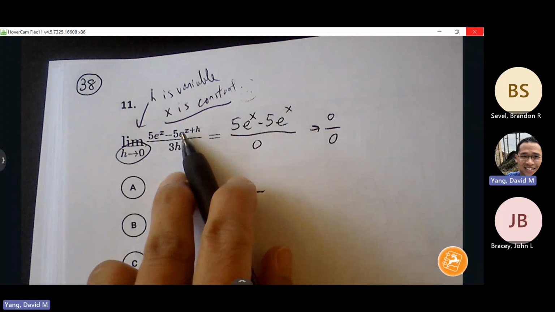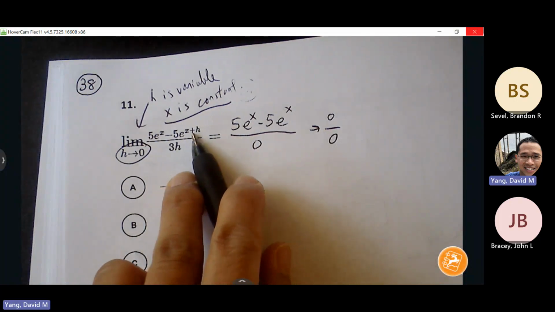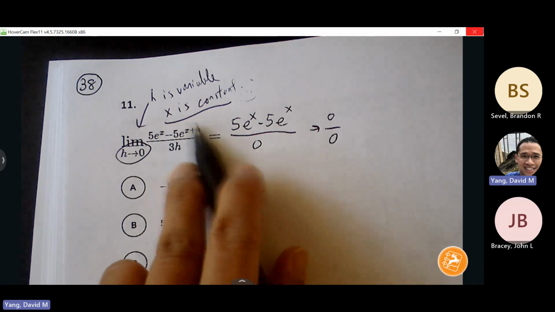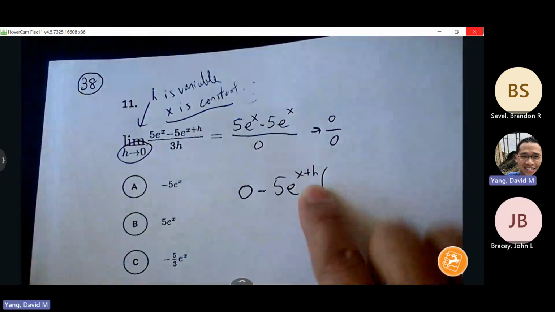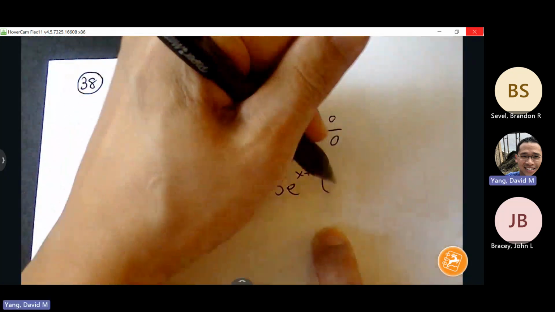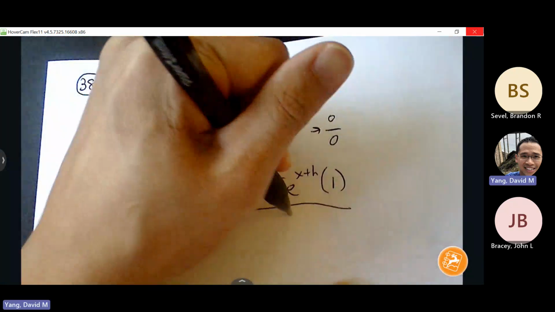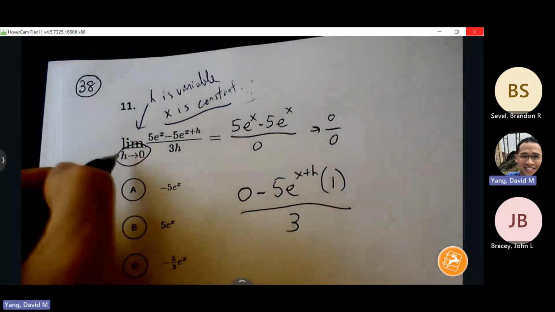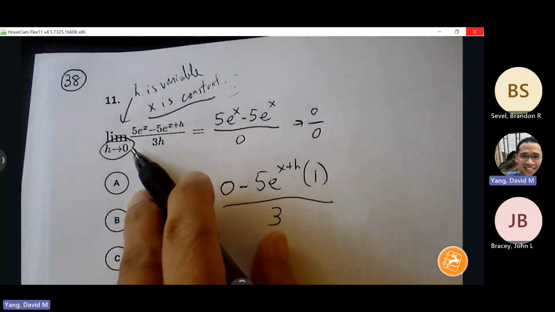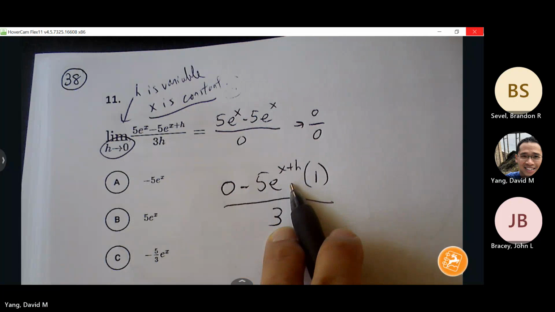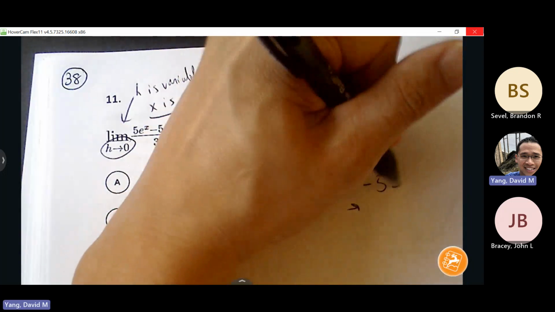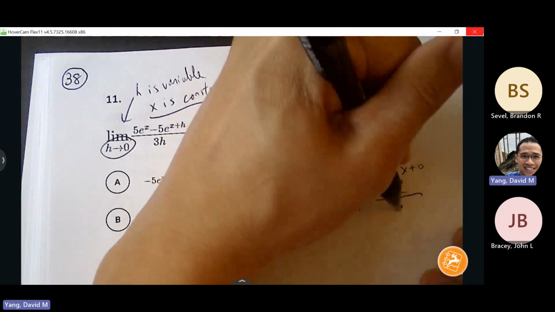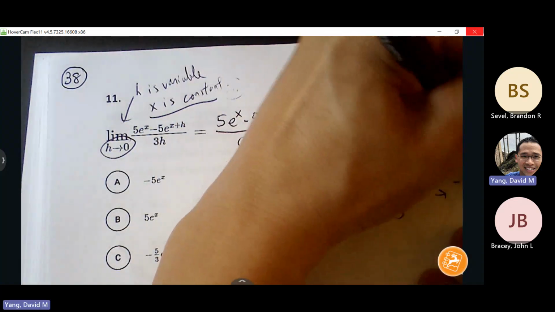5e to the x plus h, in other words, imagine this is 5e to the 1 plus x, or 1 plus h. The derivative of this is going to be 5e to the x plus h times x plus h's derivative, and h will turn into 1, and 3h turns into 3. We've got to make the adjustment here. h is the variable. So now I can reevaluate, plug the remaining h with 0. So we're left with negative 5e to the x plus 0 over 3, which is negative 5e to the x over 3.